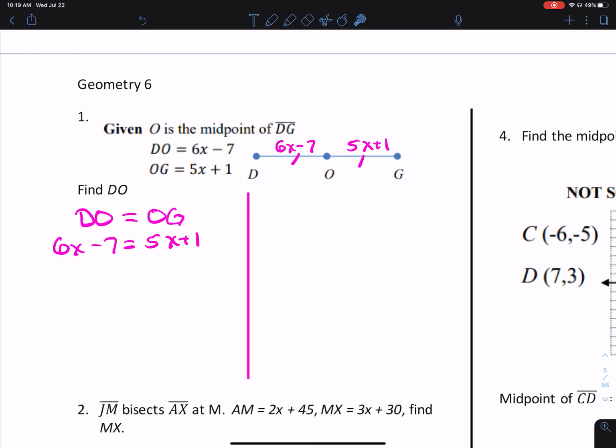From here, it's algebra 1. And I'm assuming you are gangbusters at algebra 1. So, to sum up: draw the picture, put the information into the picture, make an equation, solve the equation. So let's solve this equation. I'm going to subtract 5x from both sides.